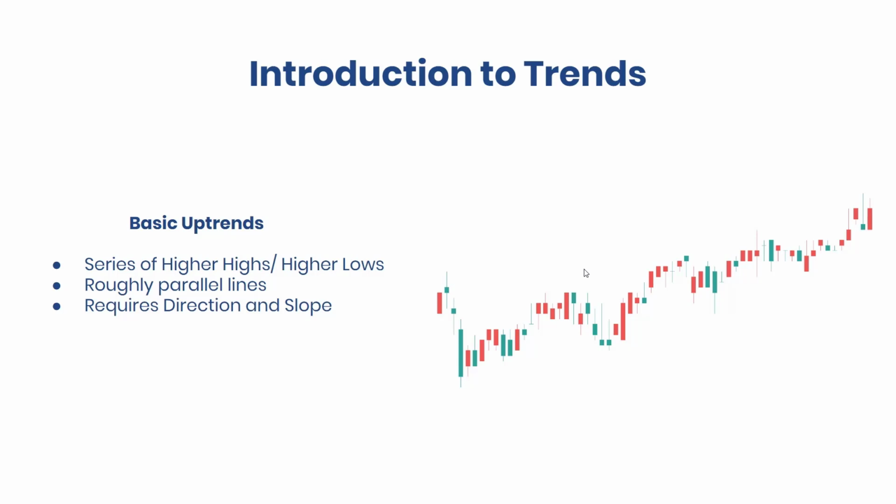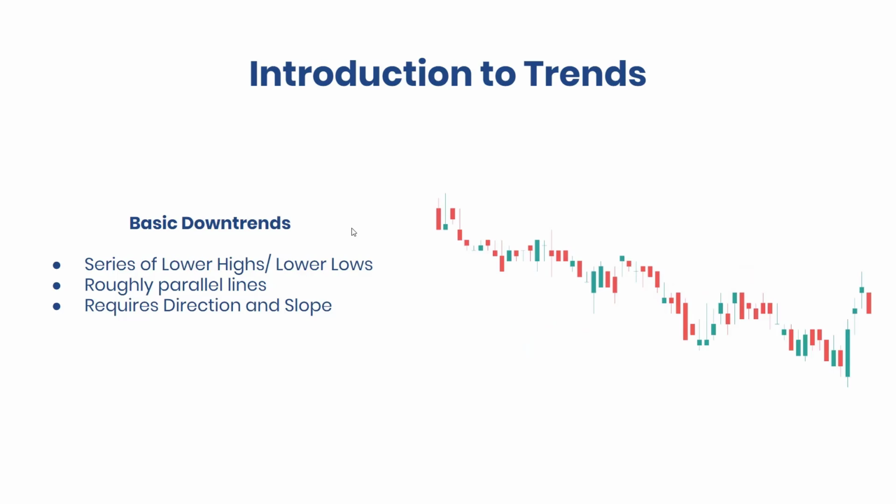And for a trend to be an uptrend, it requires a direction and a slope. The steeper the slope, the more unsustainable the trend. So you want a nice gradual uptrend with lots of tests of support and resistance and two clearly, nicely defined lines of support and resistance.